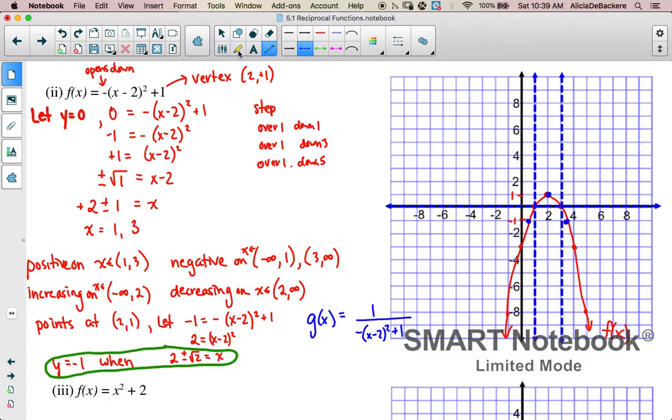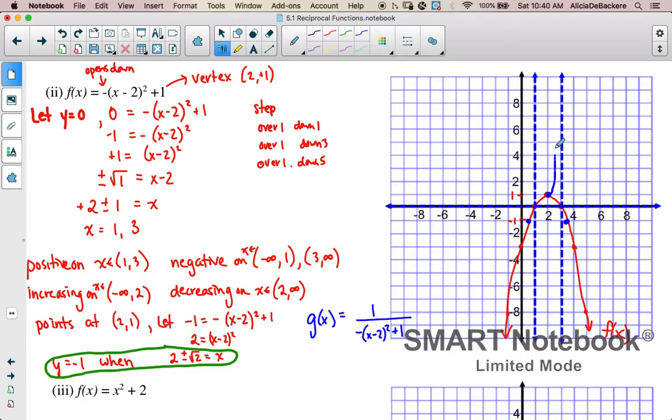So what does this function look like? Well, this local maximum on my original function is now going to be a local minimum. The height of the minimum, so the x value is going to stay the same, it's going to be at x equals 2. The height of the minimum is going to be the reciprocal of the old y value. Now the old y value is 1, and the reciprocal of that is 1 over 1. So it's actually not going to move in this case. Now, it used to be a maximum, now it's a minimum. So now it's going to actually open up.